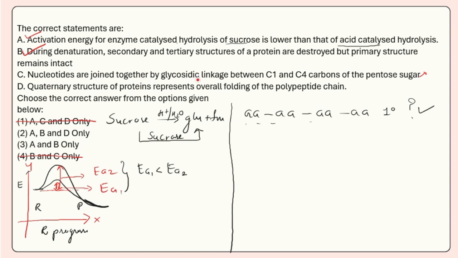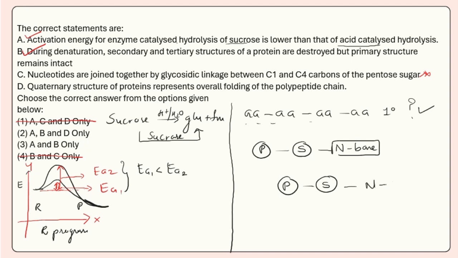Nucleotides are joined together by glycosidic linkage between C1 and C4 carbon of the pentose sugar. This is a wrong statement. Why so? Because the nucleotides are made up of phosphate and a pentose sugar, and it will be attached to a nitrogenous base. We have 4 different nitrogenous bases. Similarly, there will be one more nucleotide which is also made up of phosphate, sugar and a nitrogenous base, like this. Now, what is the link between these two units?